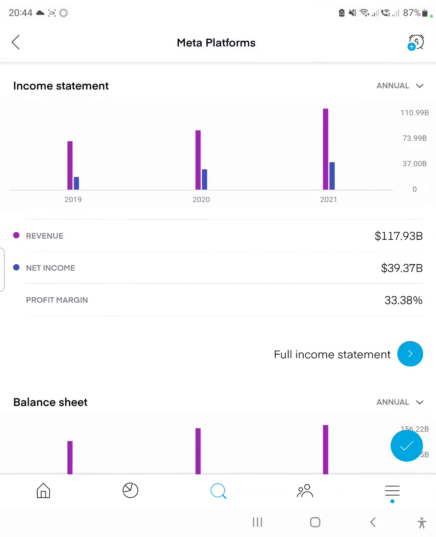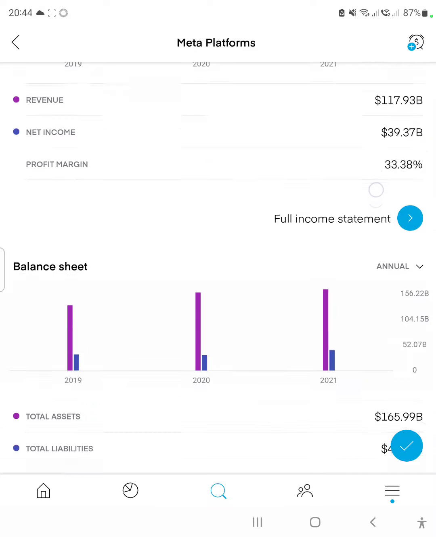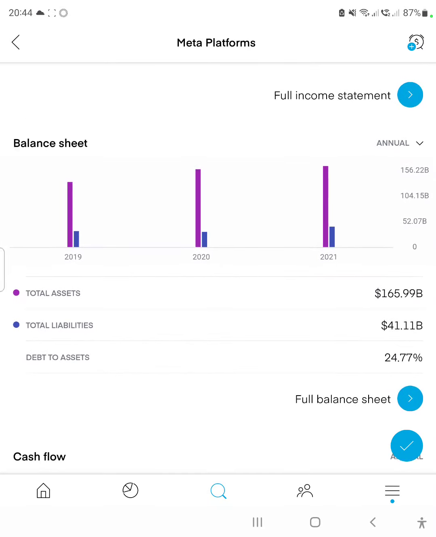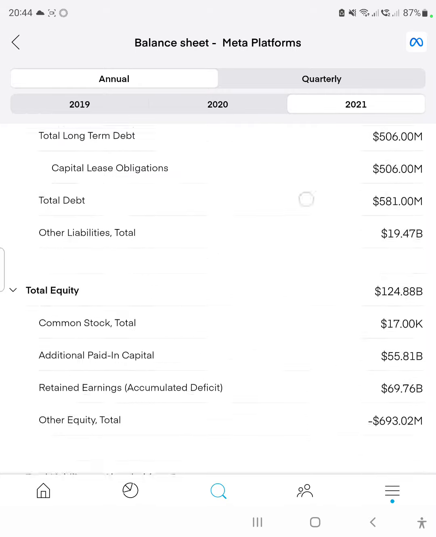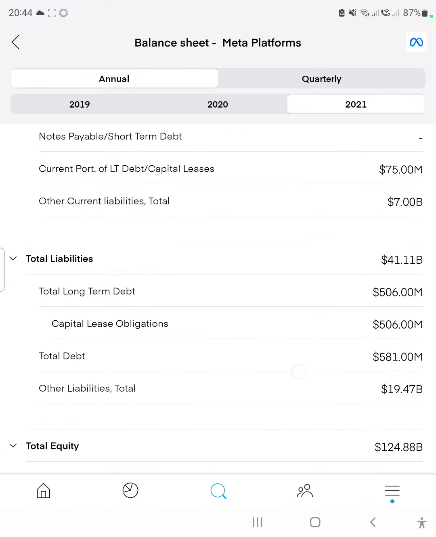Yeah, so pretty good. Yeah, it's pretty good. So the second financial statement is the balance sheet. Let's quickly check that. Let's go into total assets. Total assets is pretty good.